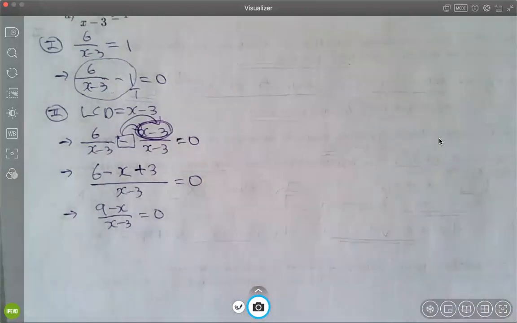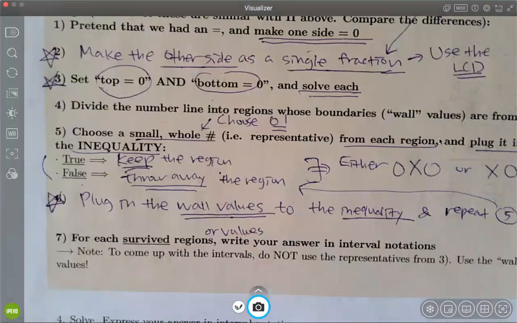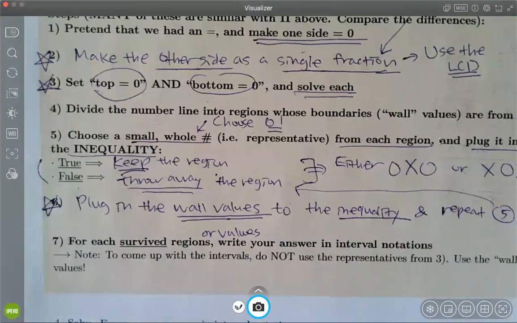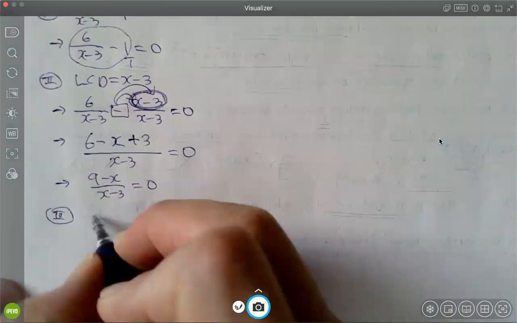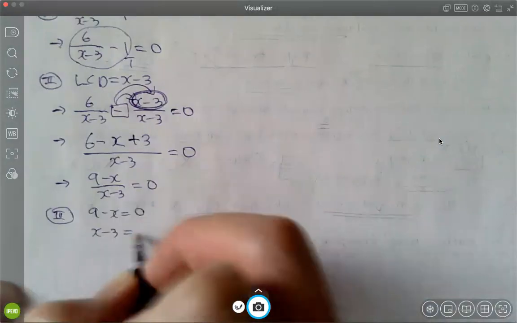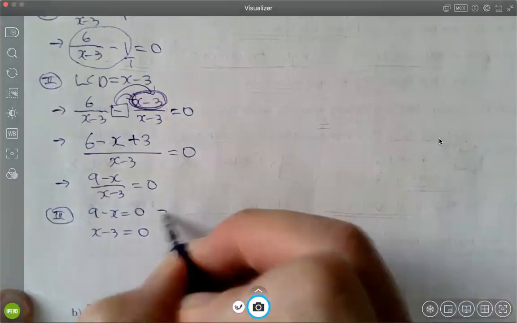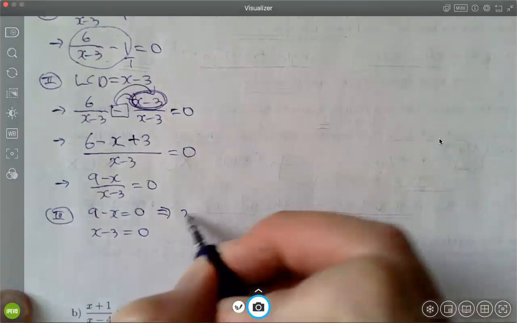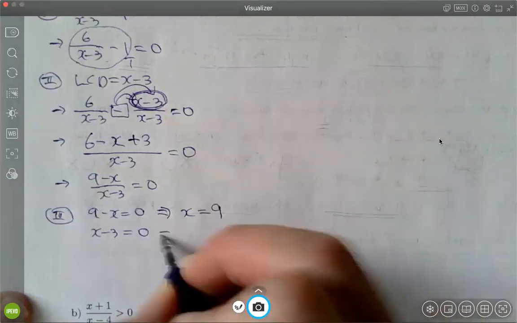Now, once we have a single fraction, what do we do? Set top equal to 0 and bottom equal to 0 and solve. And then the usual steps. So what does that mean? 9 minus x equals 0 and x minus 3 equals 0. From the first equation, what do you do? You subtract 9 and change the sign. So what do you get? x is equal to 9. And from the bottom, x is equal to 3.